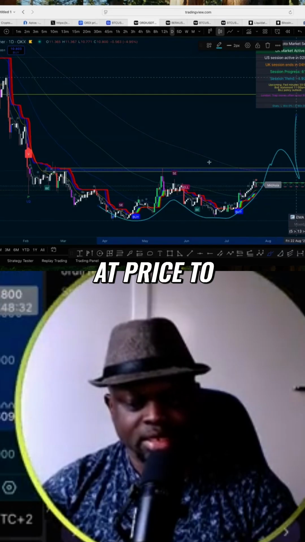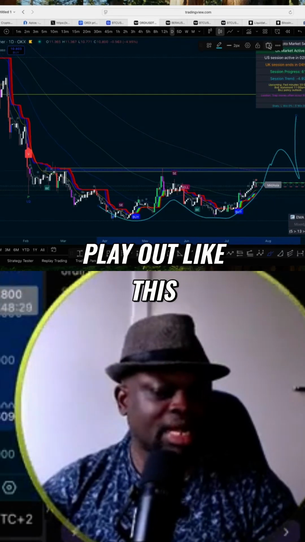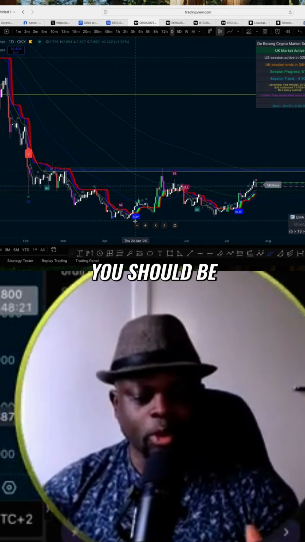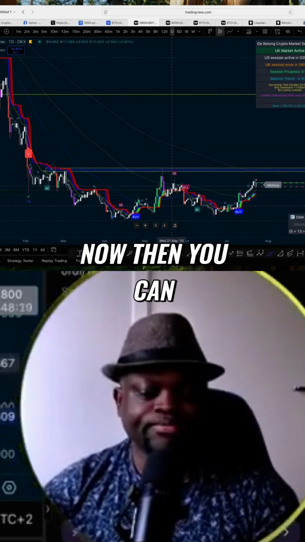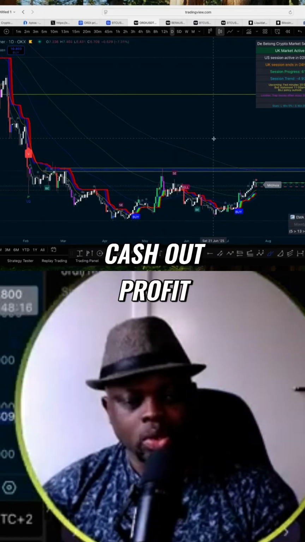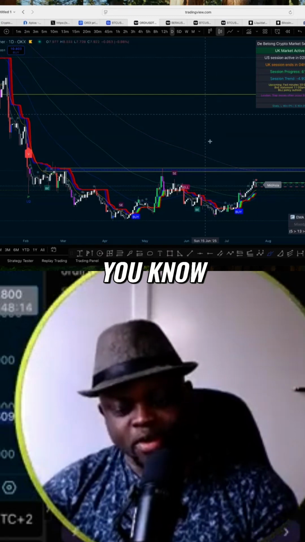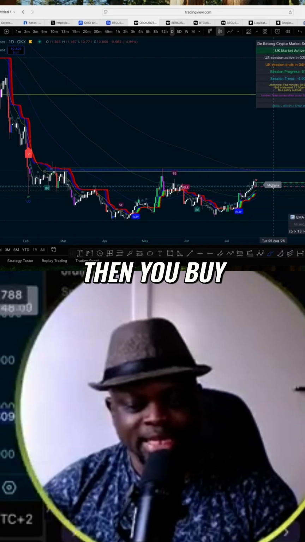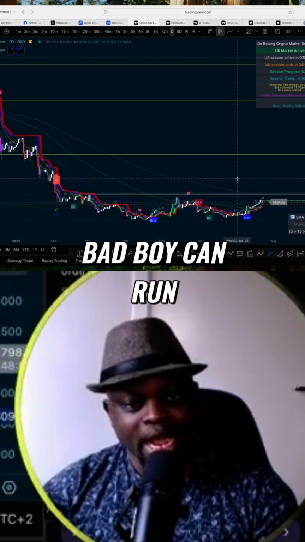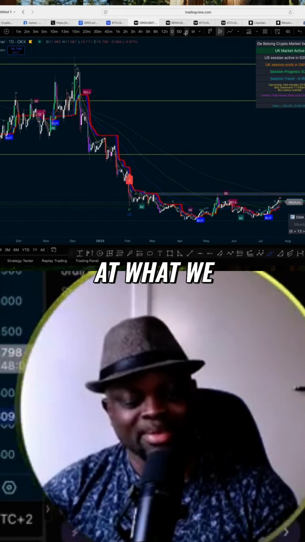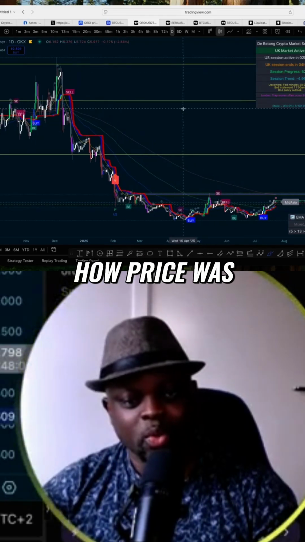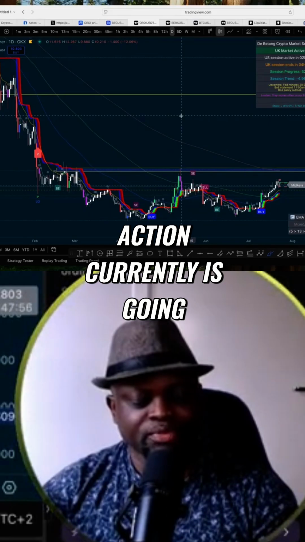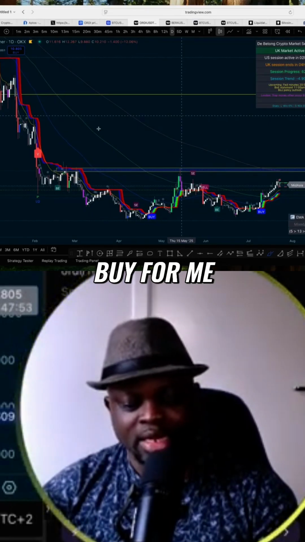So I'm looking at price to play out like this, but this zone should be like okay, if you're buying spot, you should be looking at buying now. Then you can cash out profit when price breaks out, or you can wait for price to break out, retest, then you buy. But guys, we know how this bad boy can run. You can look at what we saw on the weekly time frame, how price was just going up, up, up, up. So I think looking at price action currently is gonna be a buy for me.